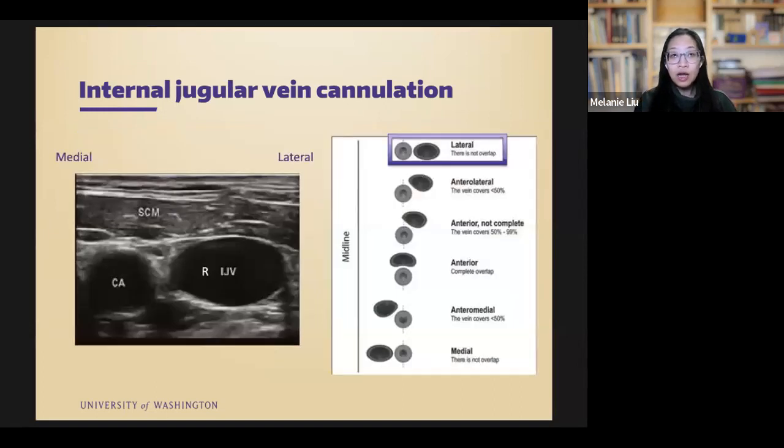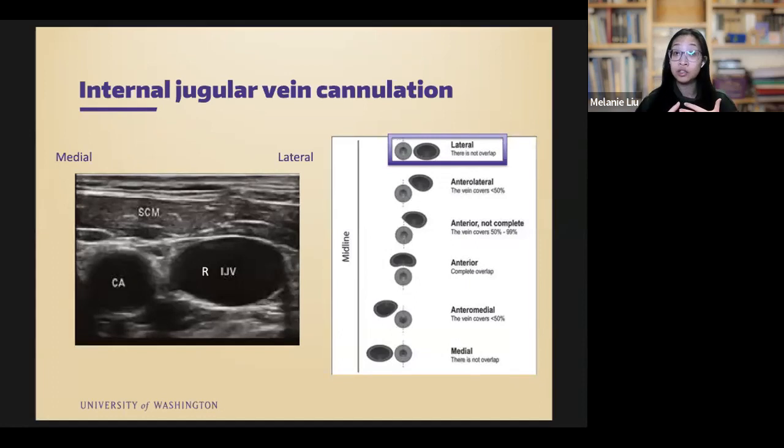Sorry. In terms of internal jugular vein cannulation, you can have a number of different conformations here, but this can also be helped by turning the neck. Sometimes if you turn the neck, you can transform something like this into something like this. Ideally, you get enough separation between your carotid artery and your internal jugular to decrease the risk of inadvertent puncture of the carotid artery.